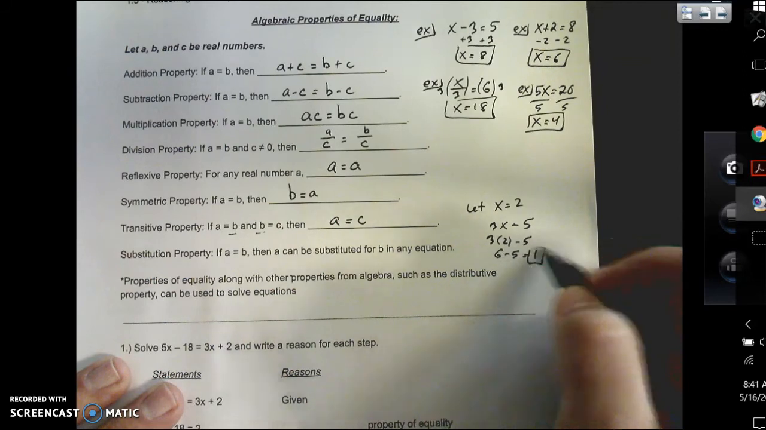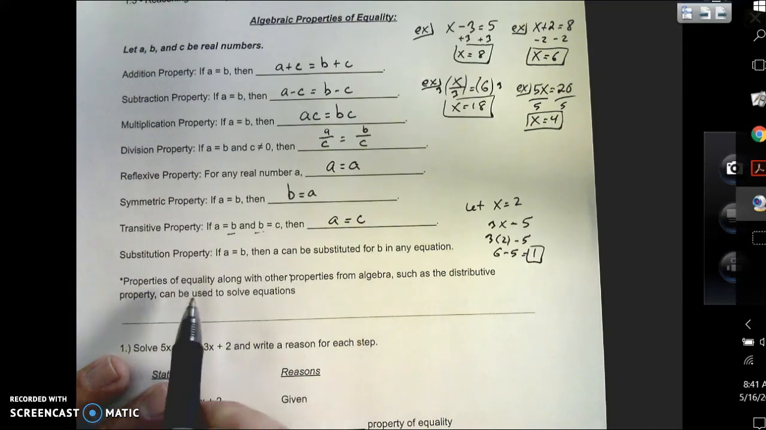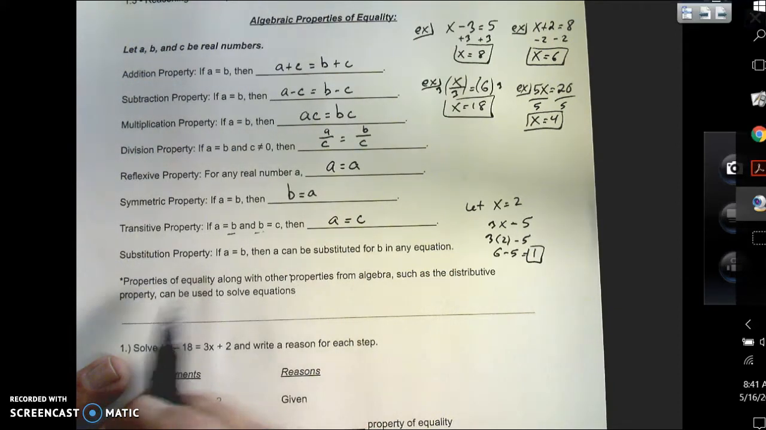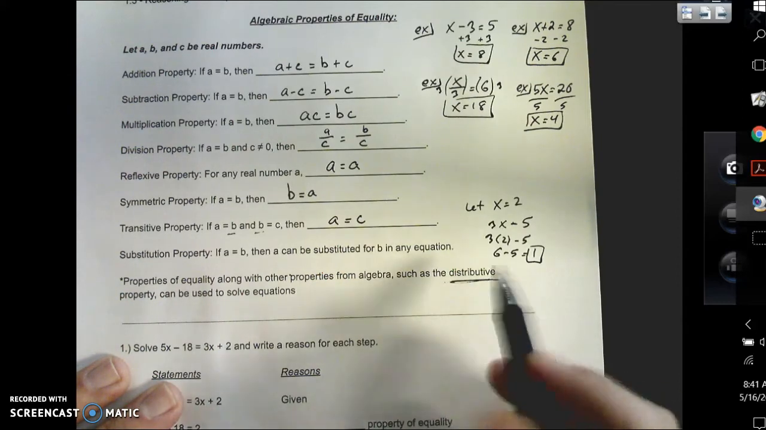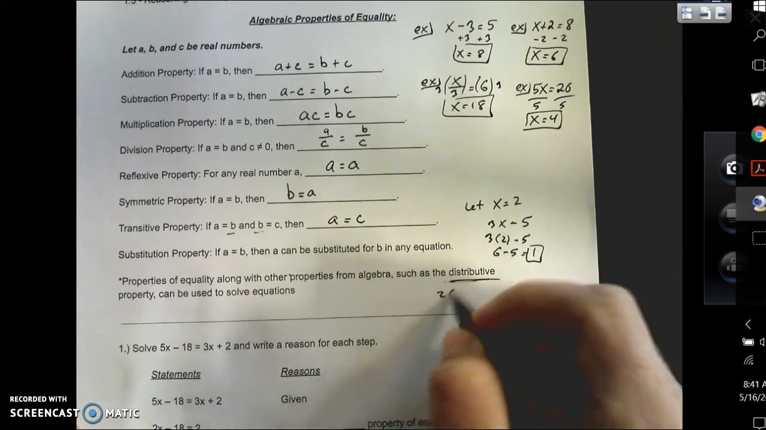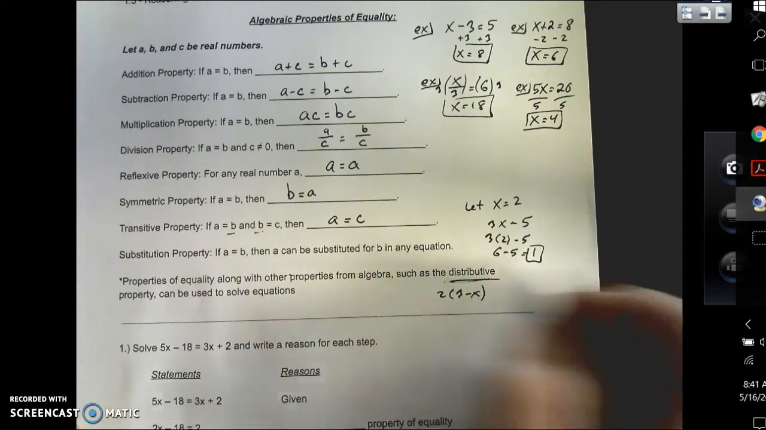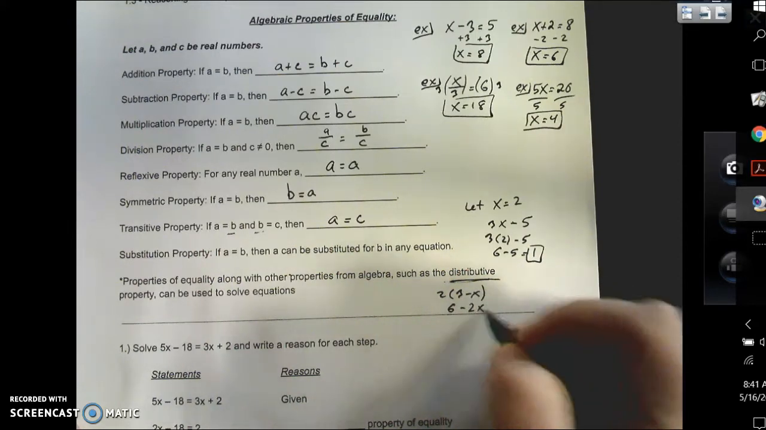You can solve your equation that way, or your expression in that case. Properties of equality along with other properties of algebra, such as the distributive property, can be used to solve equations as well. So, distributive, you guys should be comfortable with that. It's when you take something and just kind of multiply it in. So if I have 2 times the quantity 3 minus x, 6 minus 2x.